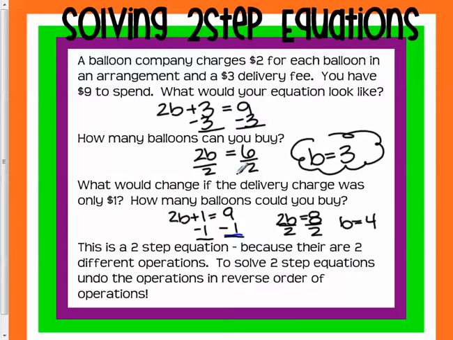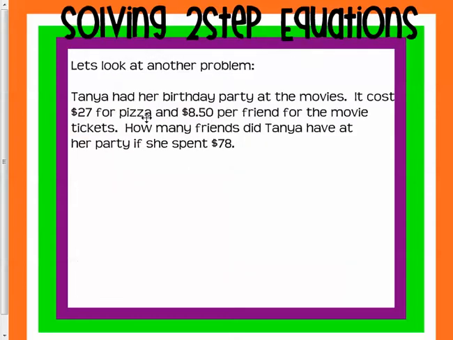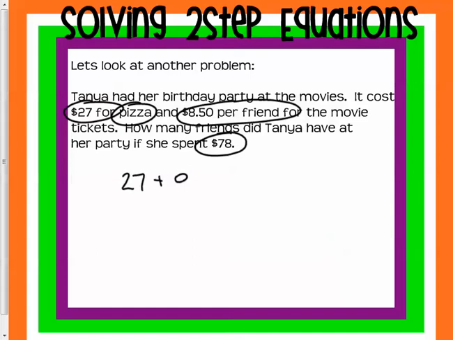So that's why we need to know how to solve these equations. You would first pay the delivery fee so you know how much of the other stuff you can buy. So in this problem, Tanya has her birthday party at the movies. It costs $27 for pizza and $8.50 per friend for the movie tickets. She has $78 to spend. So she's going to spend $27 right off the bat for pizza and $8.50 for each friend to go to the movie. She has $78.